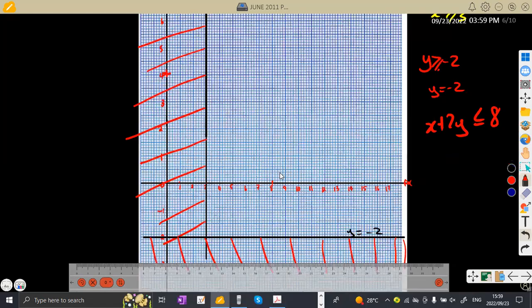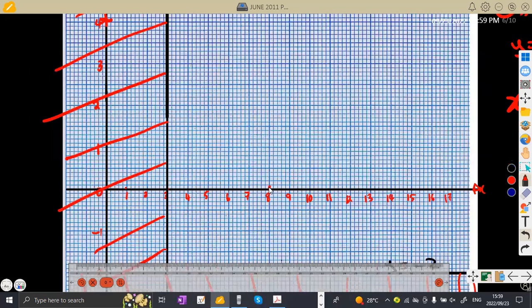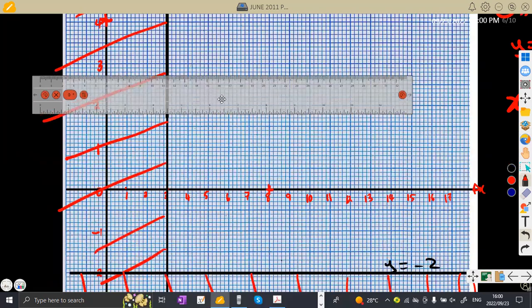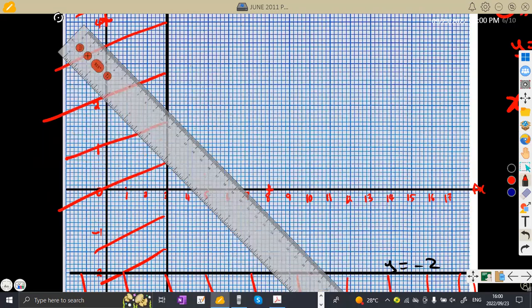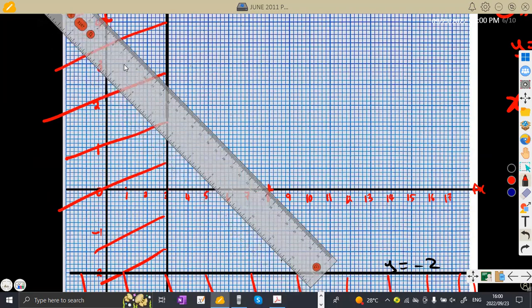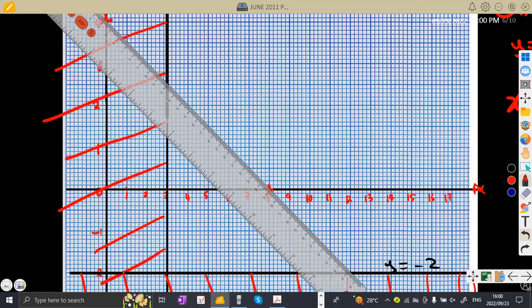Let me adjust here. This is our 8 here. Now we can join these 2 points, from 4 to 8. Let us make our ruler a little bit bigger. This is minus 4 and minus 8 there. With these points marked, you simply join them. Remember, that one was a continuous line because it was less than or equal to.